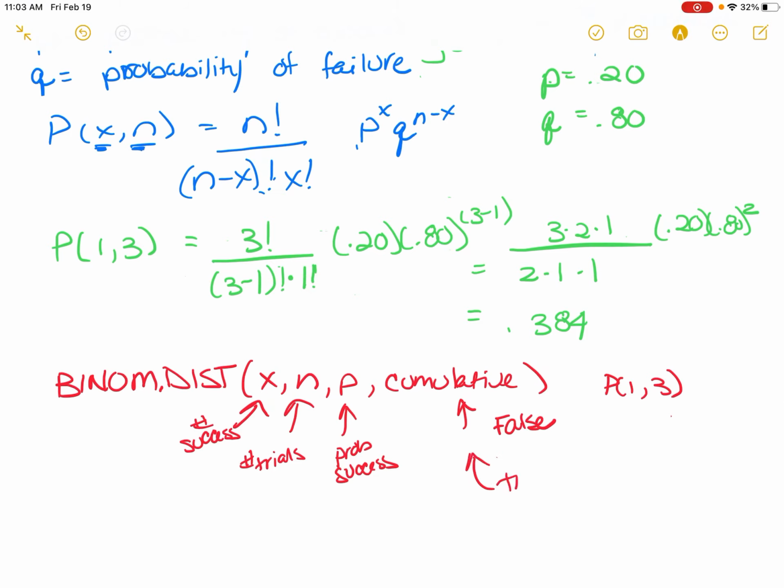So we want to know the probability. So true would be the probability of X or fewer, right? So we wanted to talk about if at least 2 people signed up, that would be the probability of 0, probability of 1, and the probability of 2, right? If we want to know cumulatively, we would use true. So that's the difference between true or false.